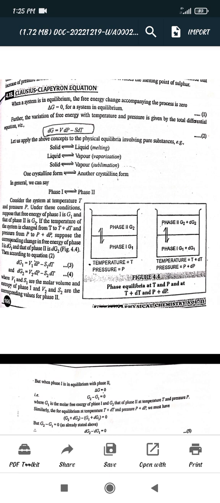Today we will discuss the Clausius-Clapeyron equation. When a system is in equilibrium, the free energy change accompanying the process is zero. That is, delta G is equal to 0 for a system in equilibrium. Further, the variation of free energy with temperature and pressure is given by the total differential equation, that is, dG is equal to V dP minus S dT.